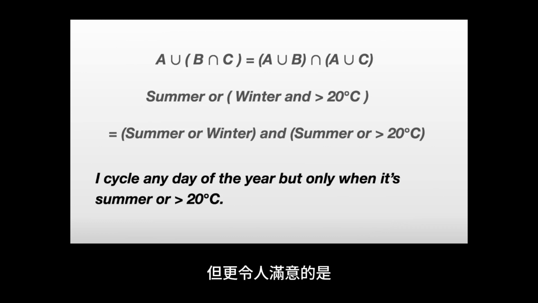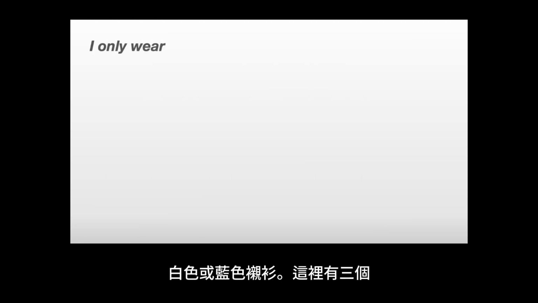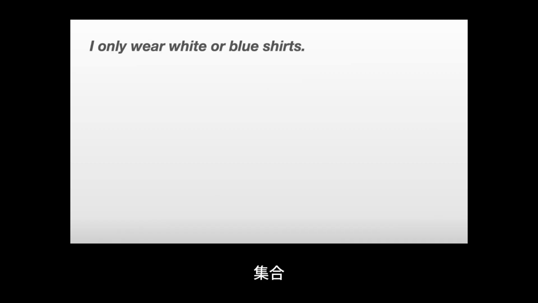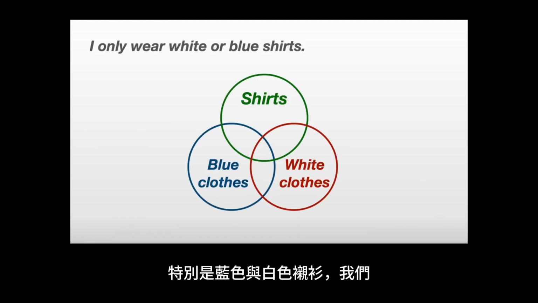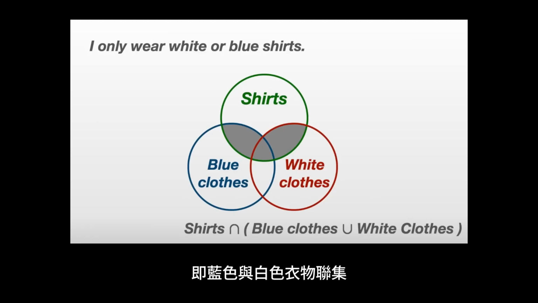But what makes this more satisfying is that we've come to it from a set theoretic identity, which shows how we might use set theory to manipulate logical statements. Now consider the statement, I only wear white or blue shirts. Here we have three sets: shirts, blue clothes, and white clothes. And for specifically blue and white shirts, we take the intersection of the union of blue and white clothes with shirts. And so the formula might look something like this.